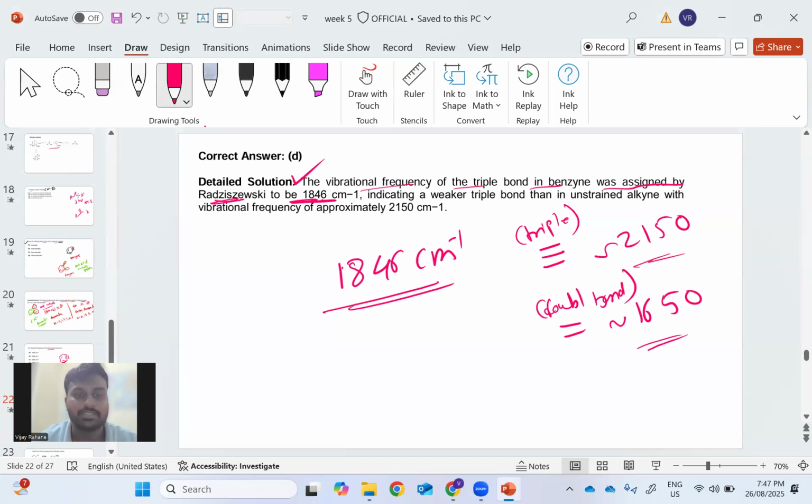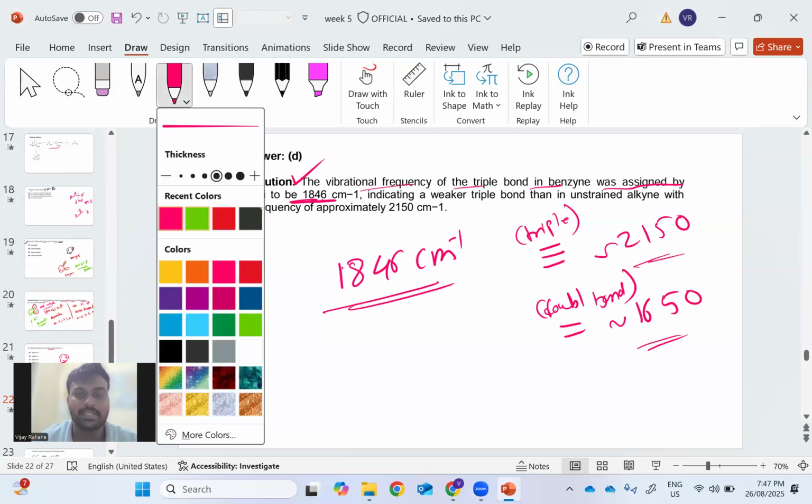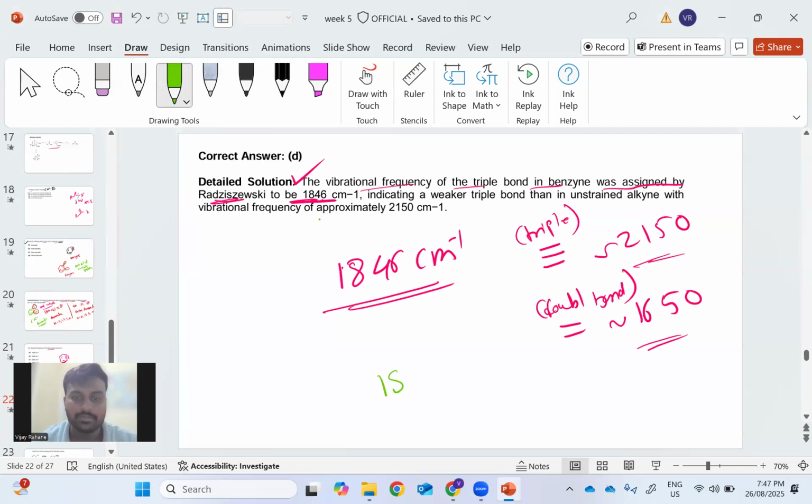But if you see for this benzyne intermediate, it is in between, at 1846 centimeter inverse. So that indicates a weaker triple bond than the unstrained alkyne. A strained alkyne has a vibrational frequency of 2150 centimeter inverse, but for the benzyne it is slightly lower.